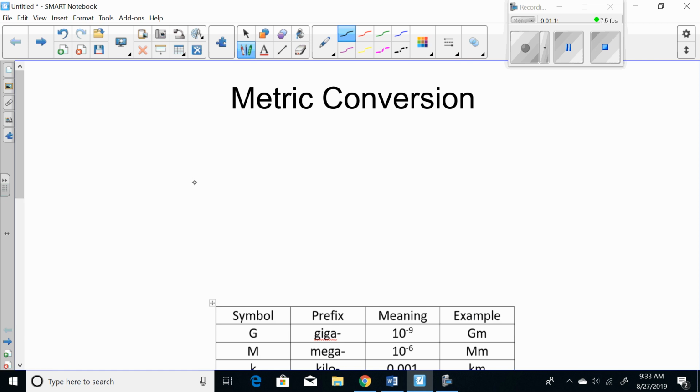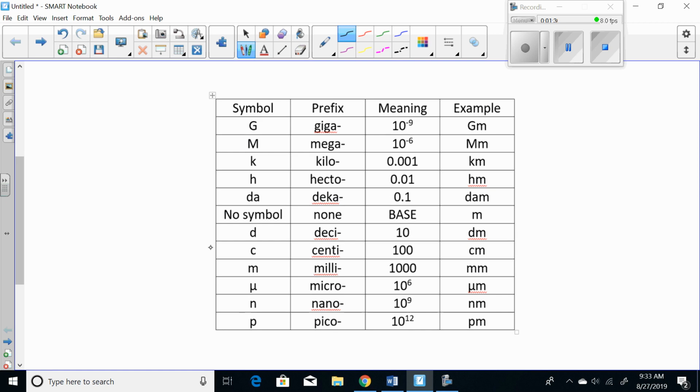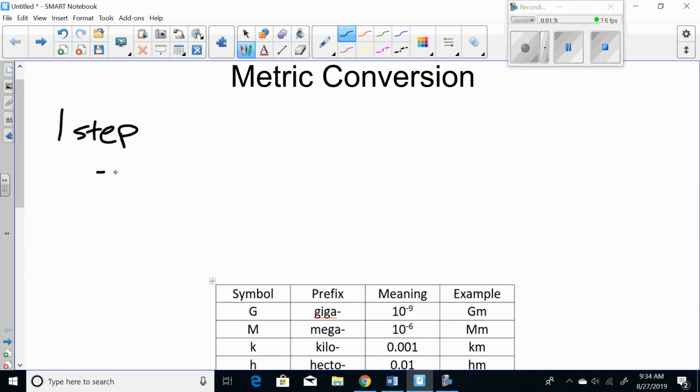All right. So we are going to start out by doing one-step conversions, and that requires us to use our base unit. Our base unit is the one that does not have a prefix on it. Like I said, the most common ones that we're going to be using are meters, liters, and grams. So one of the ones that you'll be using is a base unit. The second part are the prefixes.